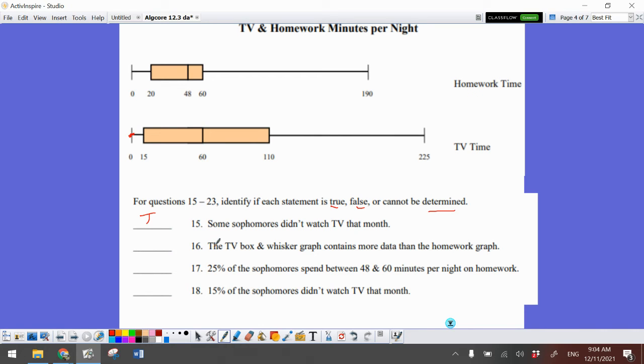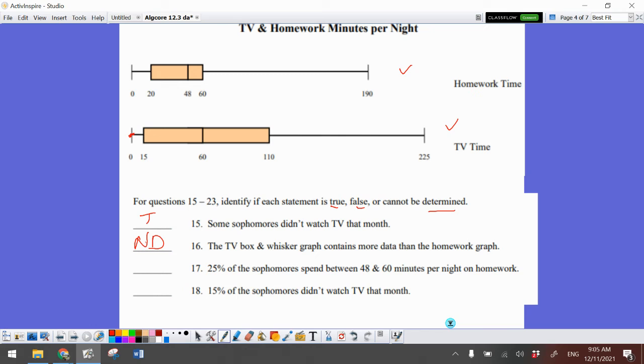We don't know how many, but we know that there was some that had 0. The TV box and whisker graph contain more data than the homework graph. Do we know how many students actually took the survey? No. We have no idea how many students took the survey. So just because this one is bigger than that one has no connection to how many students took the survey. Okay, so we cannot determine which one contains more data.